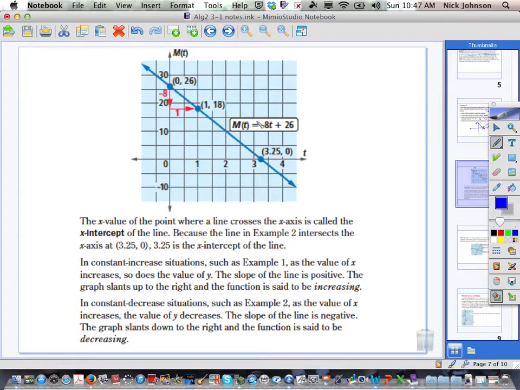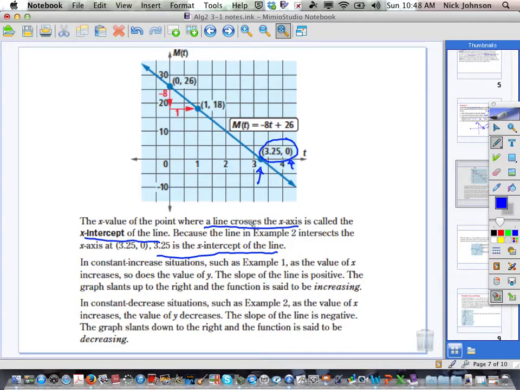They showed us the graph right here. Technically, they said it's 3.25. But yeah, here's 26, my y-intercept. I'm falling all the way to about 3.25, so I was right. There's my point, and that's where the reservoir is empty, when y is 0. The x value of the point where the line crosses the x-axis is called the x-intercept of a line. In example 2, it intersects the axis at (3.25, 0). 3.25 is the x-intercept. That's where the reservoir is empty.